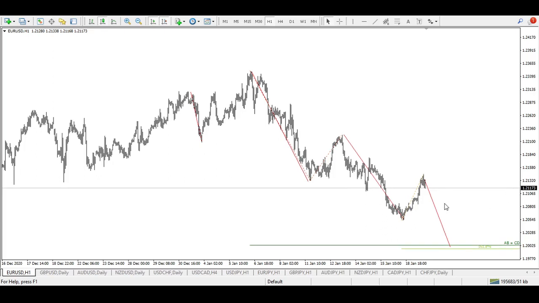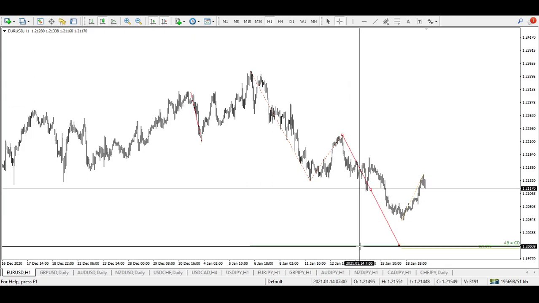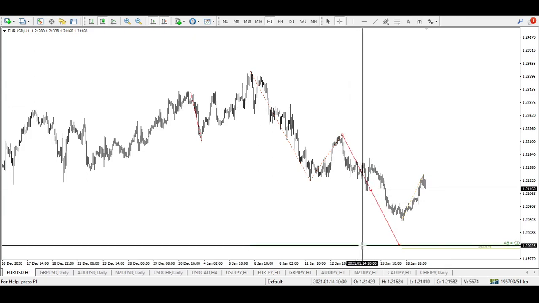Another way of finding the target to the downside is to look at a single ABCD. If we do not consider this 3 drive, then we can simply look at the entire, bigger ABCD, where this will be the AB, and this whole move will be the CD, and then AB equals CD is also giving us a very similar target, 1.2025. So there is no huge difference between these two price levels.